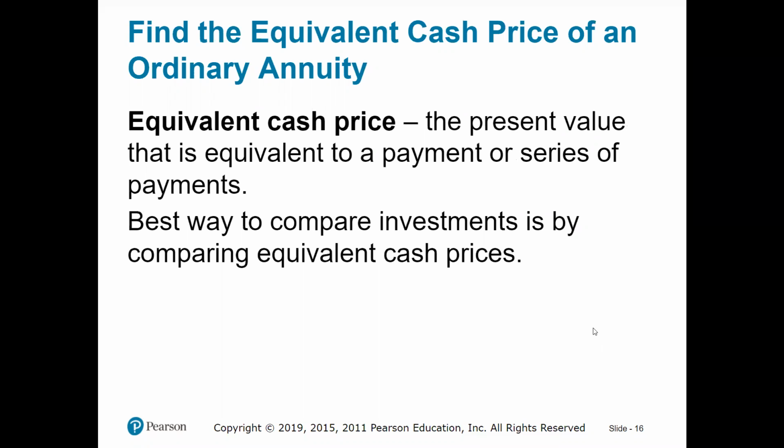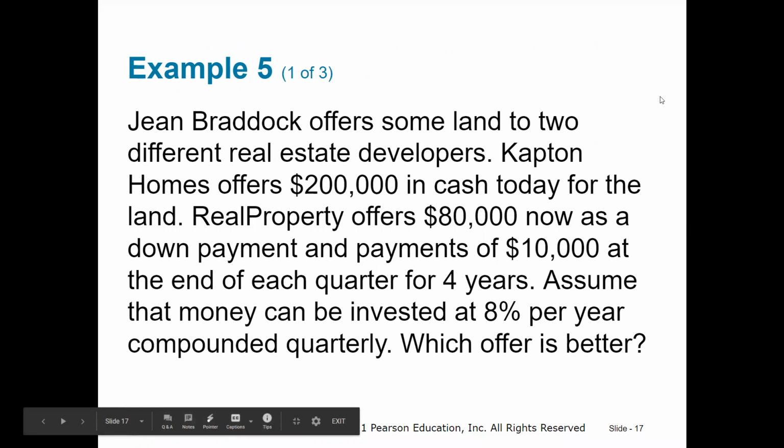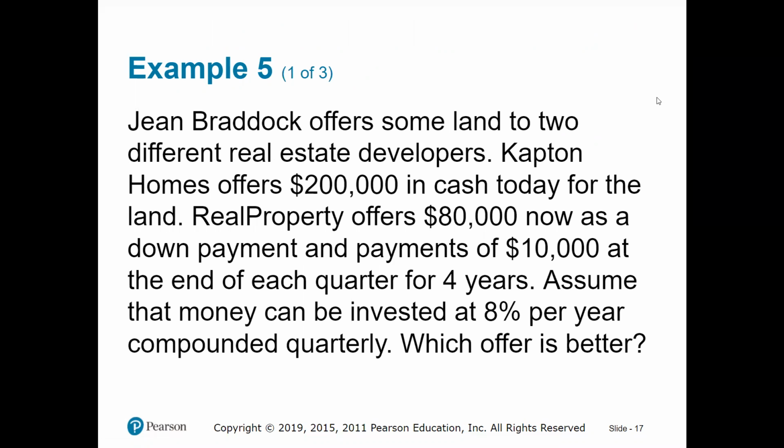Find the equivalent cash price of an ordinary annuity. So that means the present value that is equivalent to a payment or series of payments. The best way to compare investments is by comparing equivalent cash prices. So let's look at our next example. Gene Braddock offers some land to 2 different real estate developers. Captain Homes offers $200,000 in cash today for the land. Real Property offers $80,000 now as a down payment and payments of $10,000 at the end of each quarter for 4 years. Assume that the money can be invested at 8% per year compounded quarterly. Which is the best offer?